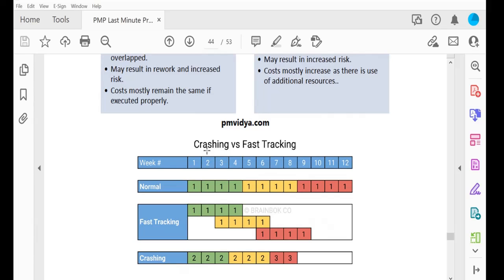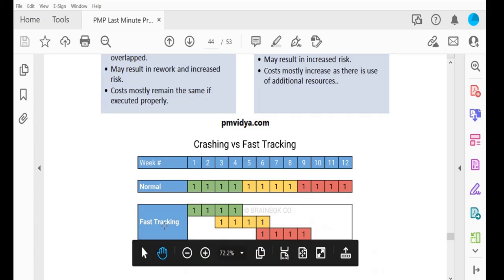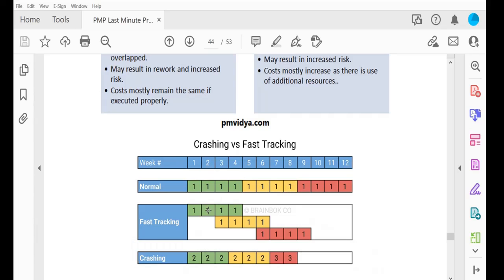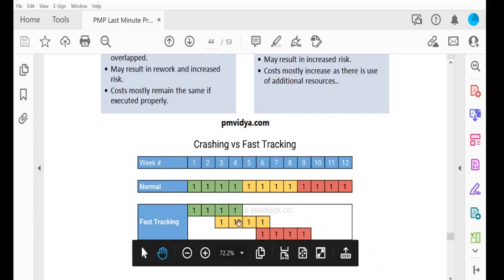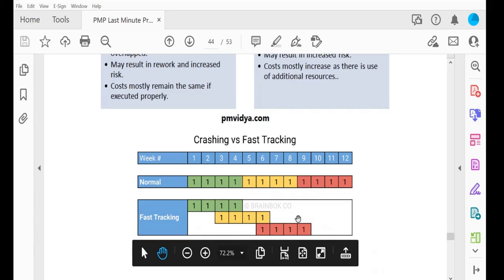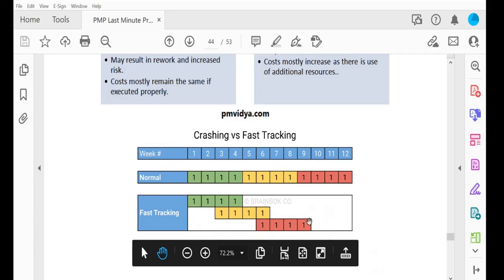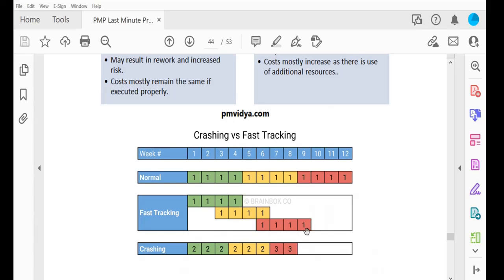So here, this is week 1, 2, 3, 4, up to 12 weeks, and this is the normal schedule. Each week there is only one staff. For example, this is Josh, this is Smith, this is Gary. For fast tracking, what are you doing? You are overlapping Josh's and Gary's activities, so they are crushing the work, reducing the duration by 3 weeks. They can complete in the ninth week.